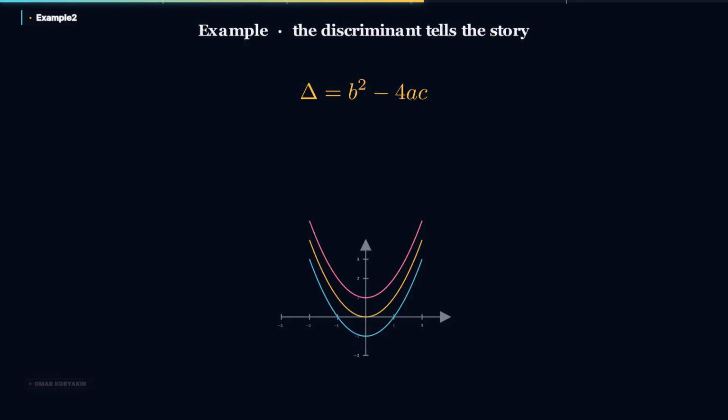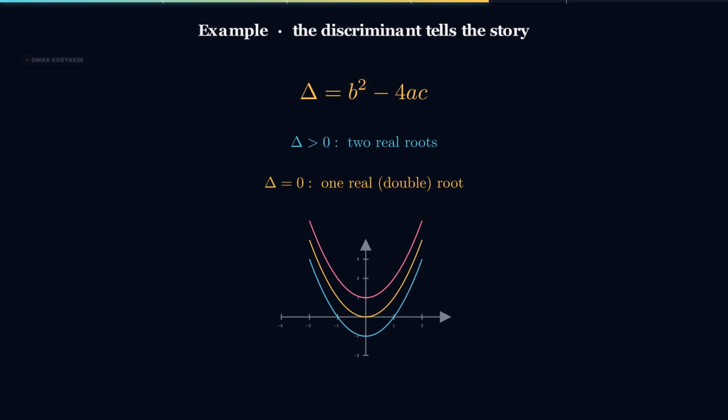Example 2. The discriminant predicts the number and type of roots. 3 sample parabolas illustrate the 3 cases. Discriminant greater than 0. The parabola crosses the x-axis at 2 distinct points, producing 2 real roots. The square root of a positive number is real, and the plus or minus splits it into 2 distinct values.